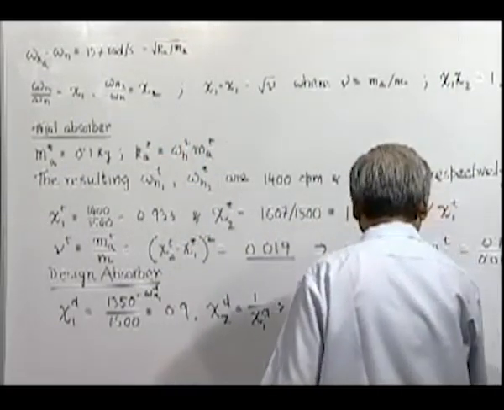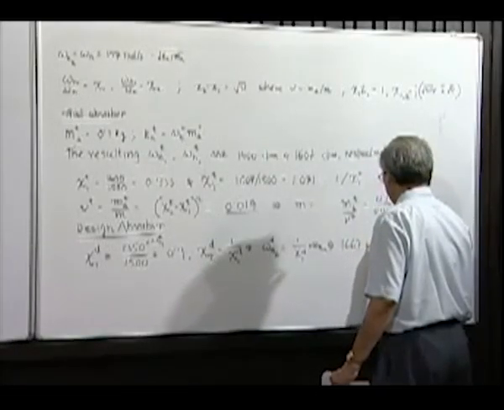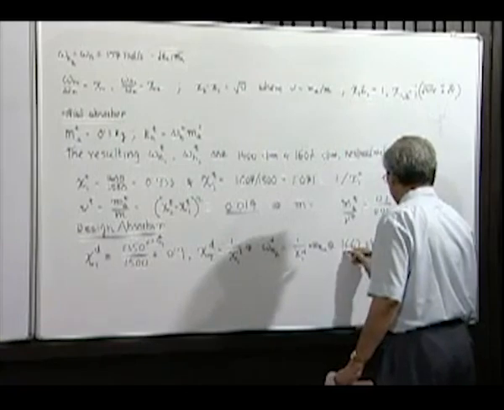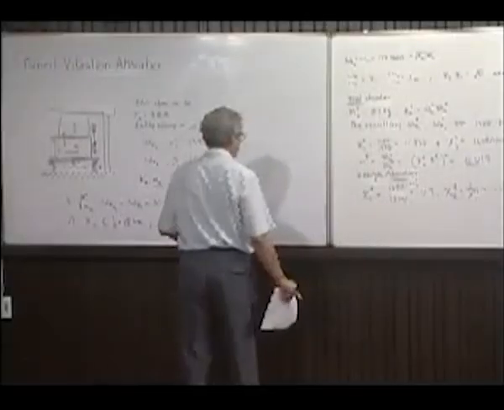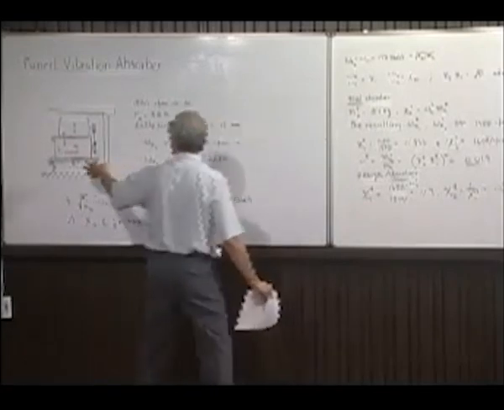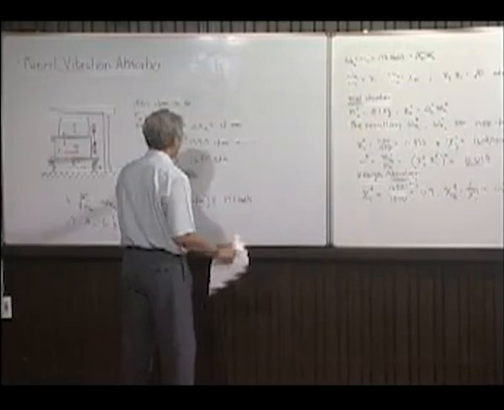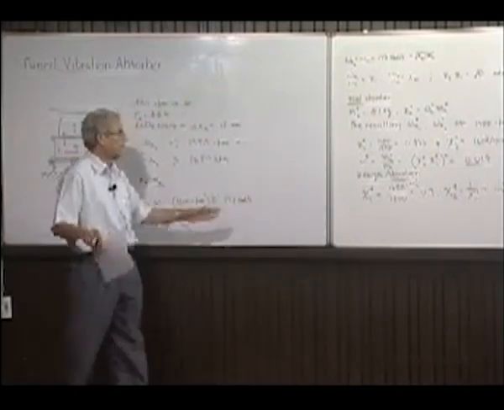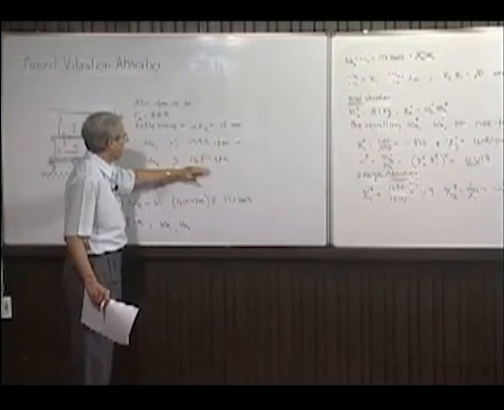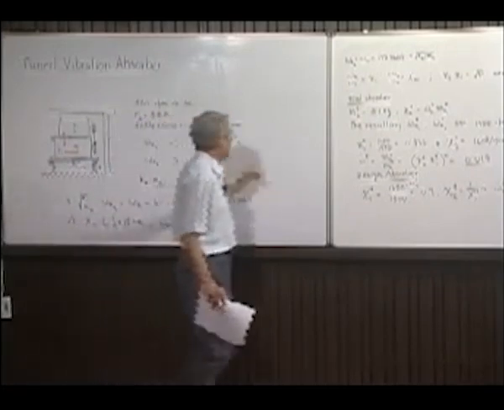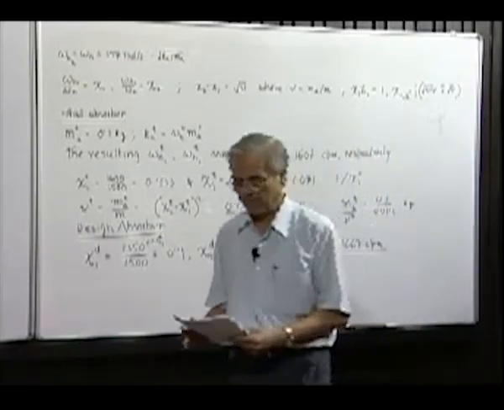So, this will give us simply 1667 rpm. So, when we put a trial mass here, or a design absorber here, in such a way that when the two frequencies are splitting up, the lower frequency is just equal to this, then the upper frequency which we will get will be above this. That means the frequency condition is being satisfied.